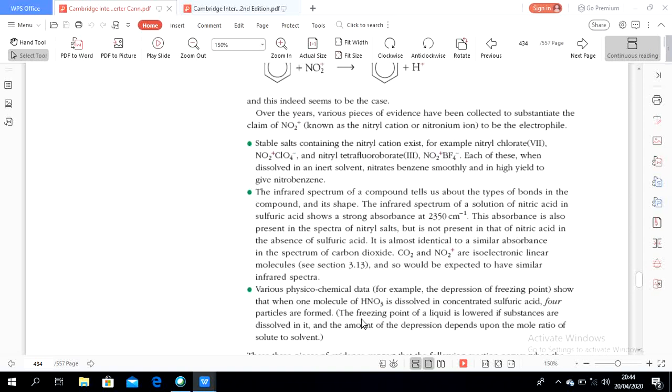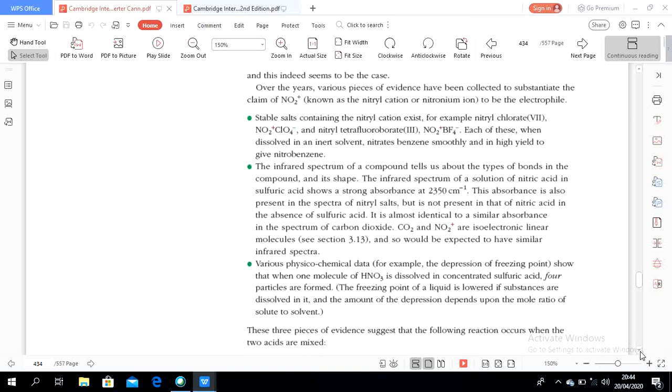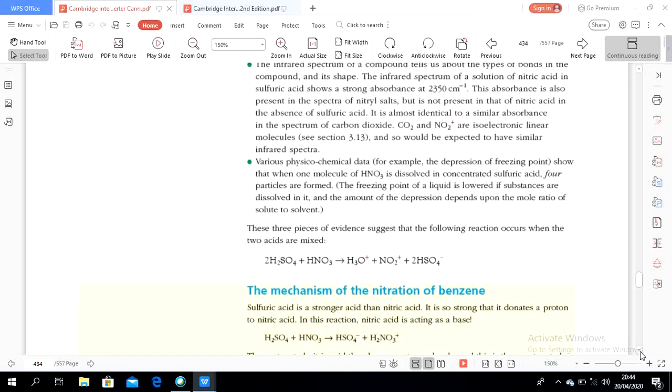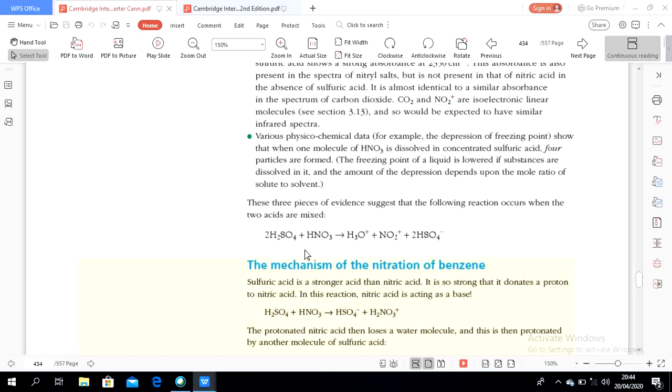The freezing point of a liquid is lowered if substances are dissolved in it, and the amount of depression depends upon the mole ratio of the solute to solvent. So these are the processes.